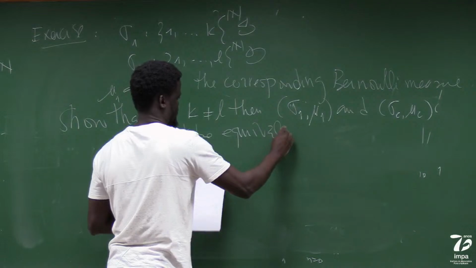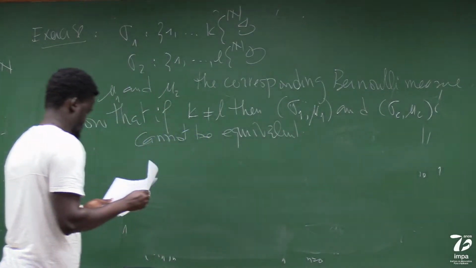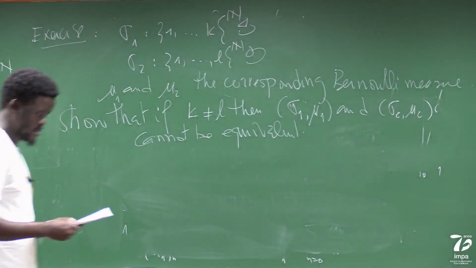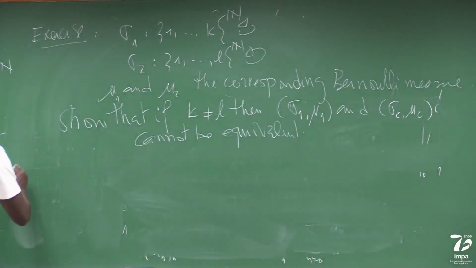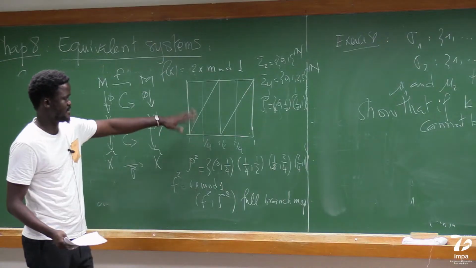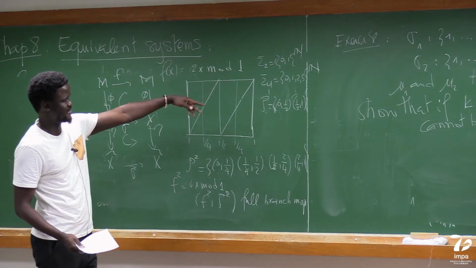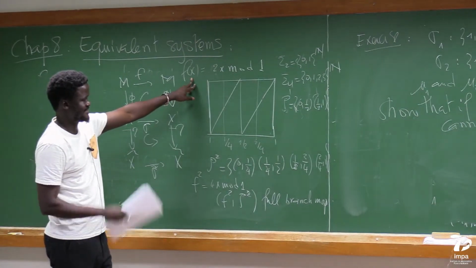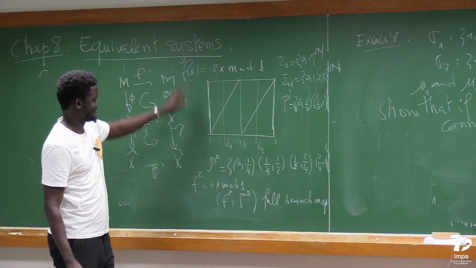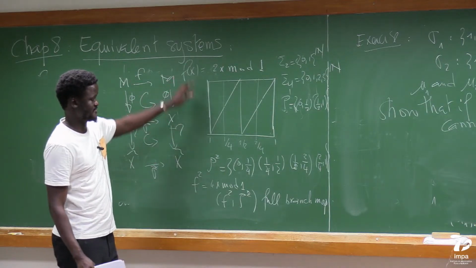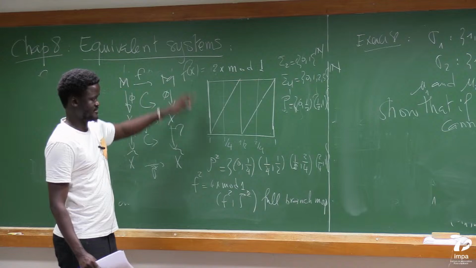Okay? I think I spent too much time on this. For this, one easy way to see how it works is a roundabout way. It's not the most direct way to see it, but just see that these two dynamics cannot be equivalent.